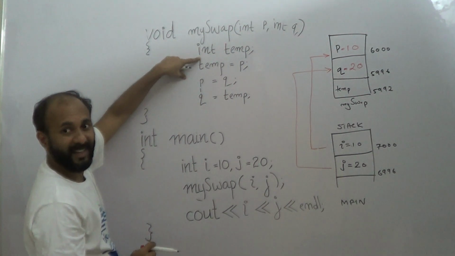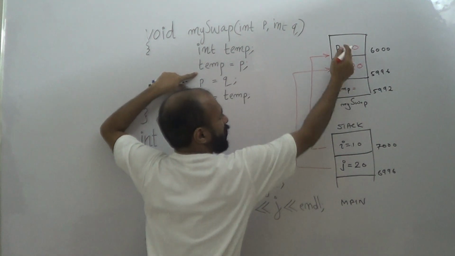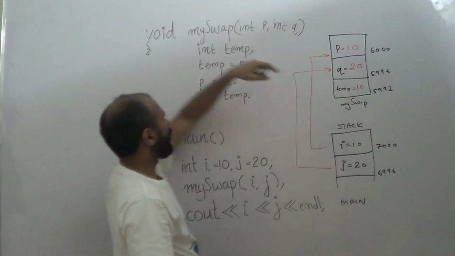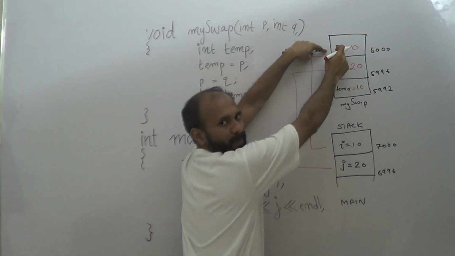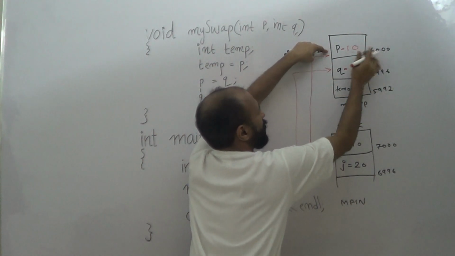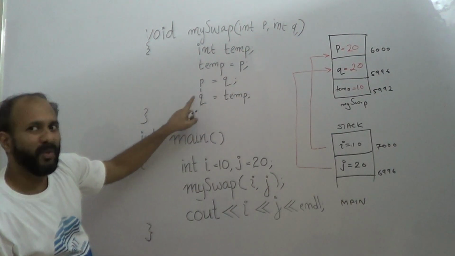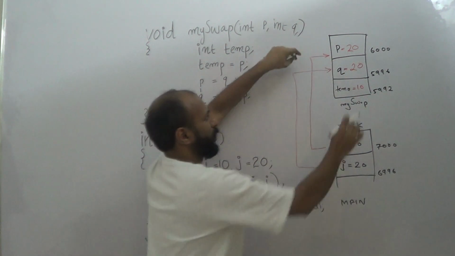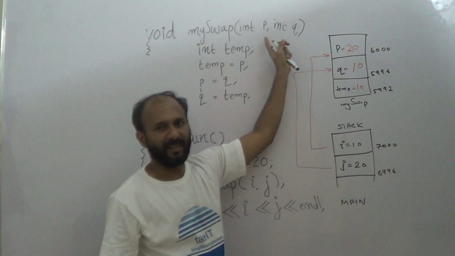Now I have a temporary variable here, temp is equal to p. So this p value got copied into temp. Now p is equal to q, the value of p is equal to q. That means this 20 has to get copied into this p, so 20 will be available here. Now the last line, q is equal to temp. This temp value got copied into q. Now the values got interchanged inside this function.